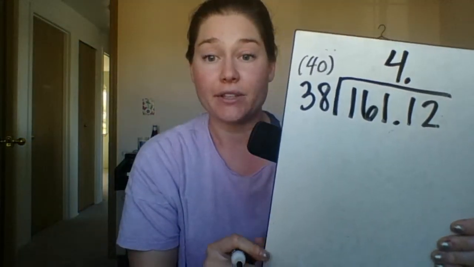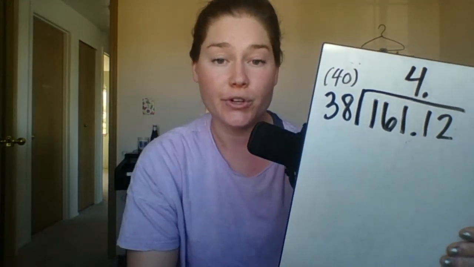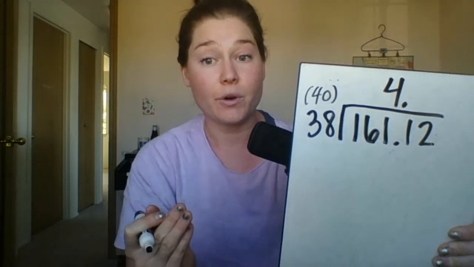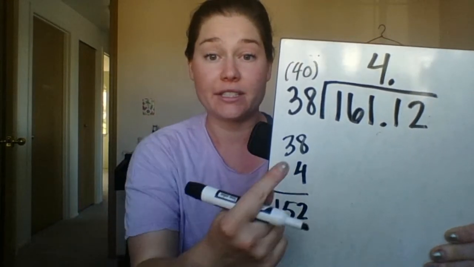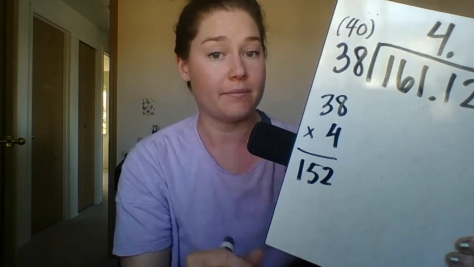All right, next up is our multiplication, and we're going to use 38, our exact number, times 4. Sorry, I have to keep putting the board down. I just don't want to bump the microphone, which I have done. Oops. So 38 times 4 is 152. So we're going to subtract that from 161.